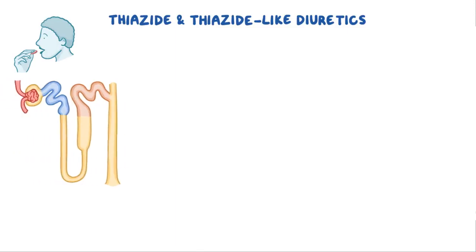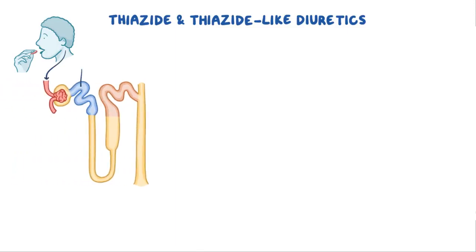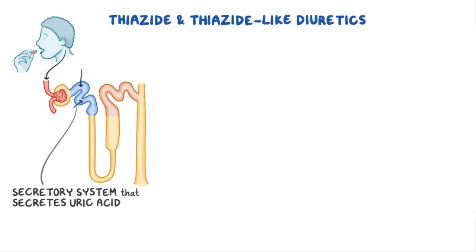Alright, so thiazide and thiazide-like diuretics are taken orally, and once in the blood, they travel to the kidneys where they're secreted by the proximal convoluted tubule into the lumen of the renal tubule. An important point to make here is that they are secreted by the same secretory system that secretes uric acid into the tubule, so they compete with the secretion of uric acid, therefore increasing uric acid levels in the blood.